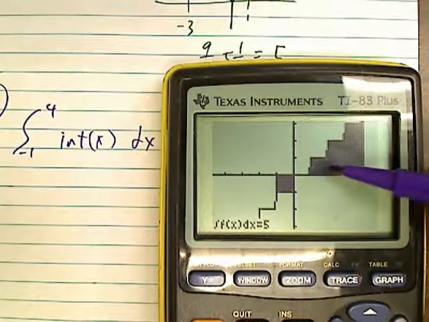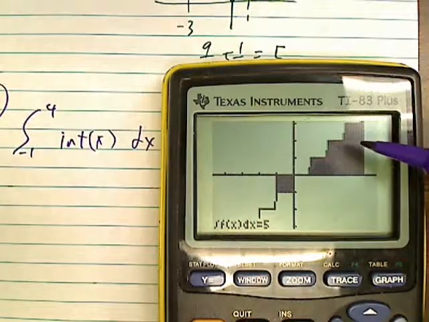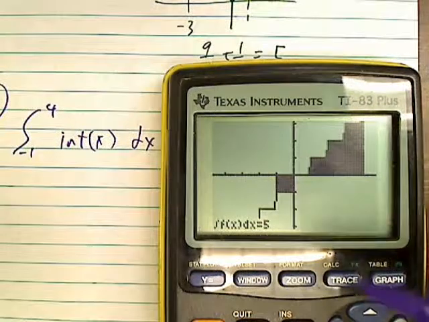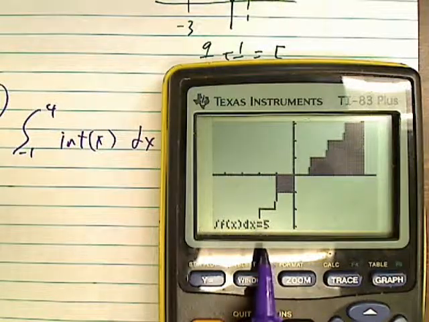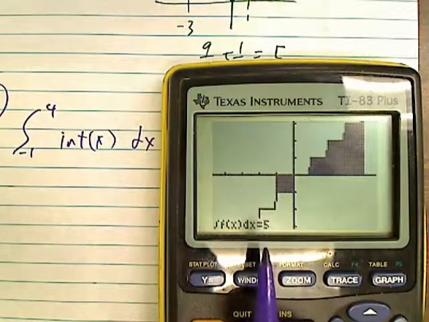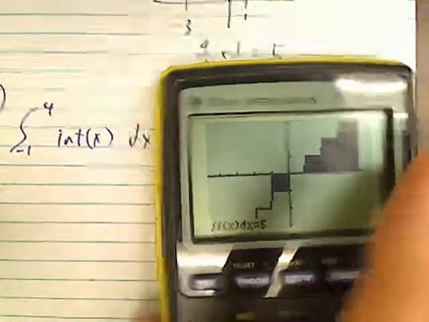So we have 1, 2, 3, 4, 5, 6 blocks up here. Okay, the area of 6 up there, and this -1 down here. So 6 minus 1. So the calculator gets that value of 5.